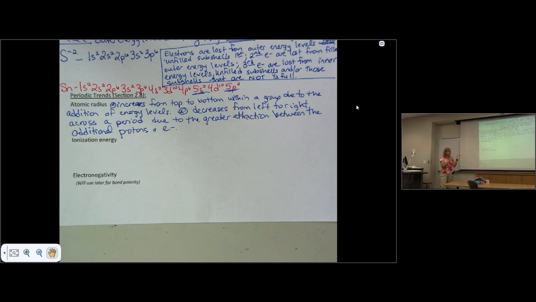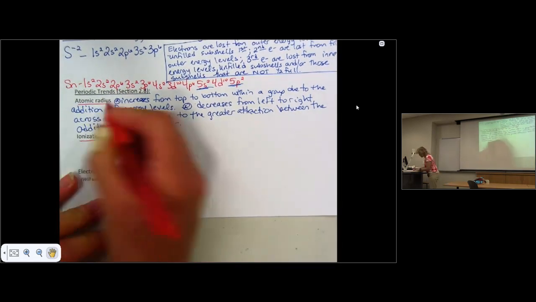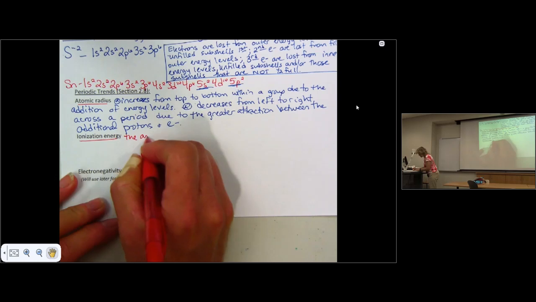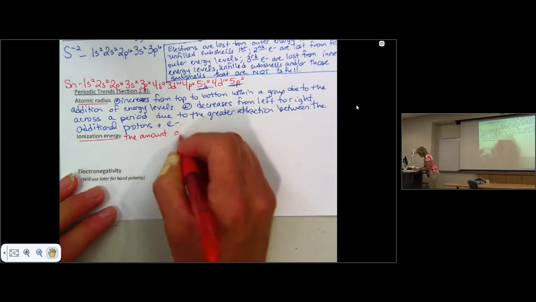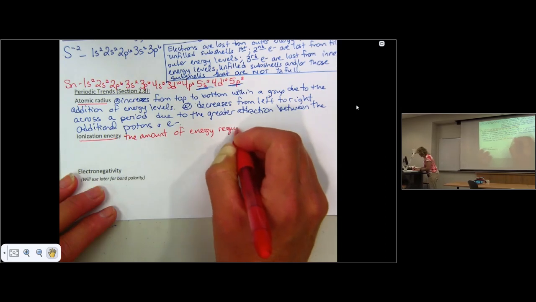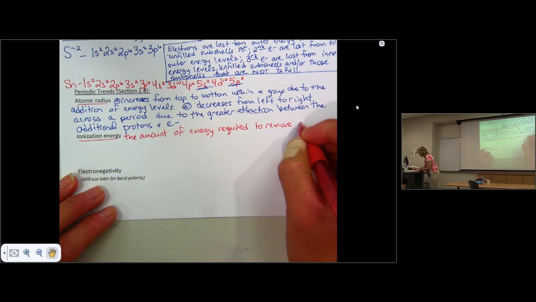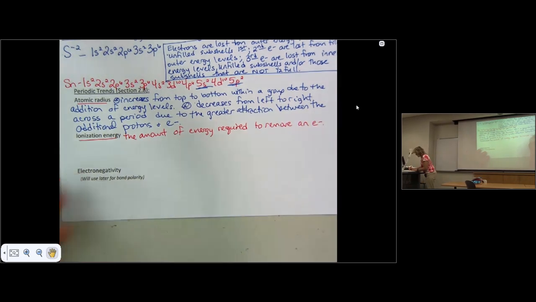So first, though, what is ionization energy? Before I even tell you the trend, you got to know what it is. Ionization energy is the amount of energy required to remove an electron. The amount of energy required to remove an electron.